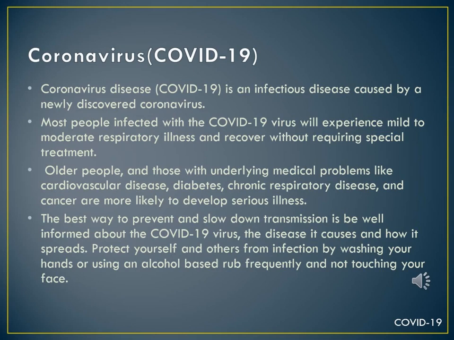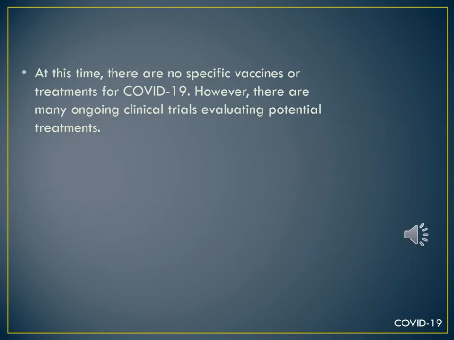Older people and those with underlying medical problems like cardiovascular diseases, diabetes, chronic respiratory disease, and cancer are more likely to develop serious illness. The best way to prevent and slow down transmission is to be well informed about the COVID-19 virus, the disease it causes, and how it spreads. Protect yourself and others from infection by washing your hands or using an alcohol-based rub frequently and not touching your face. At this time, there are no specific vaccines for the COVID-19 virus. However, there are many ongoing clinical trials evaluating potential treatments.